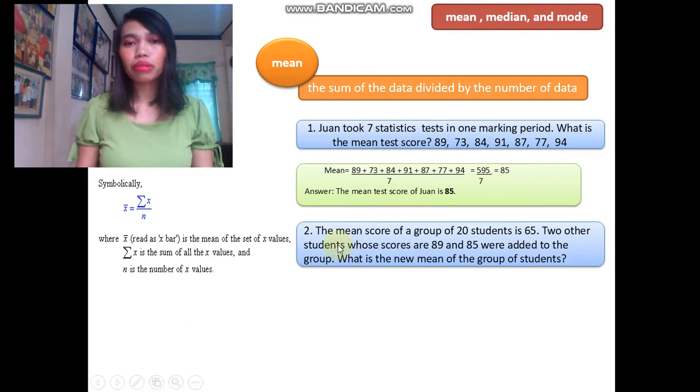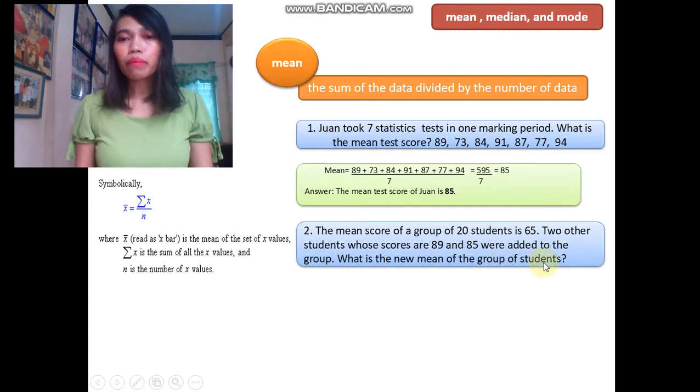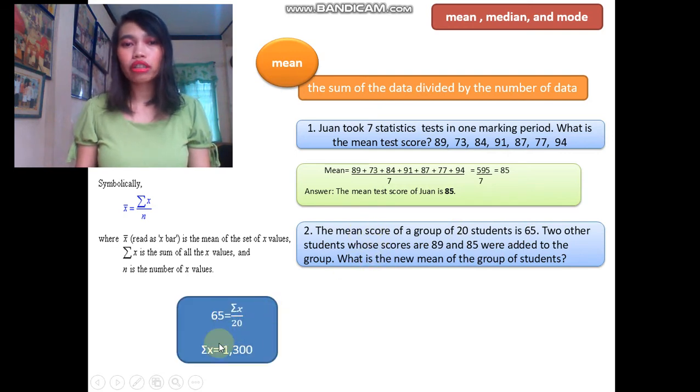Let's have another example. The mean score of a group of 20 students is 65. Two other students whose scores are 89 and 85 were added to the group. What is the new mean of the group of data? You will not get the mean of these two and then add it to the mean of the first group. That's a big mistake. What you're going to do is to find first the sum of scores of the first group. To do that, we already know that the mean of the first group is 65. So you just use this formula.